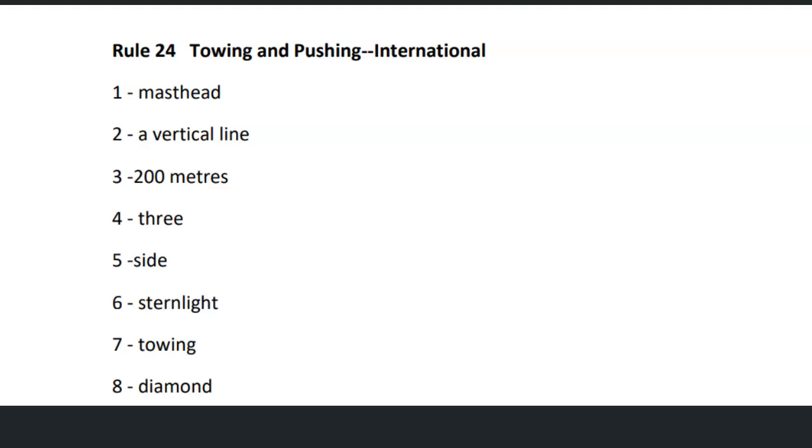Lesson 3, keywords are shown for the blanks on the preceding page. Now check the keywords. Number 1 is masthead. Number 2 is in a vertical line. So there are 2 masthead lights in a vertical line required when towing. Length of tow less than 200 meters.